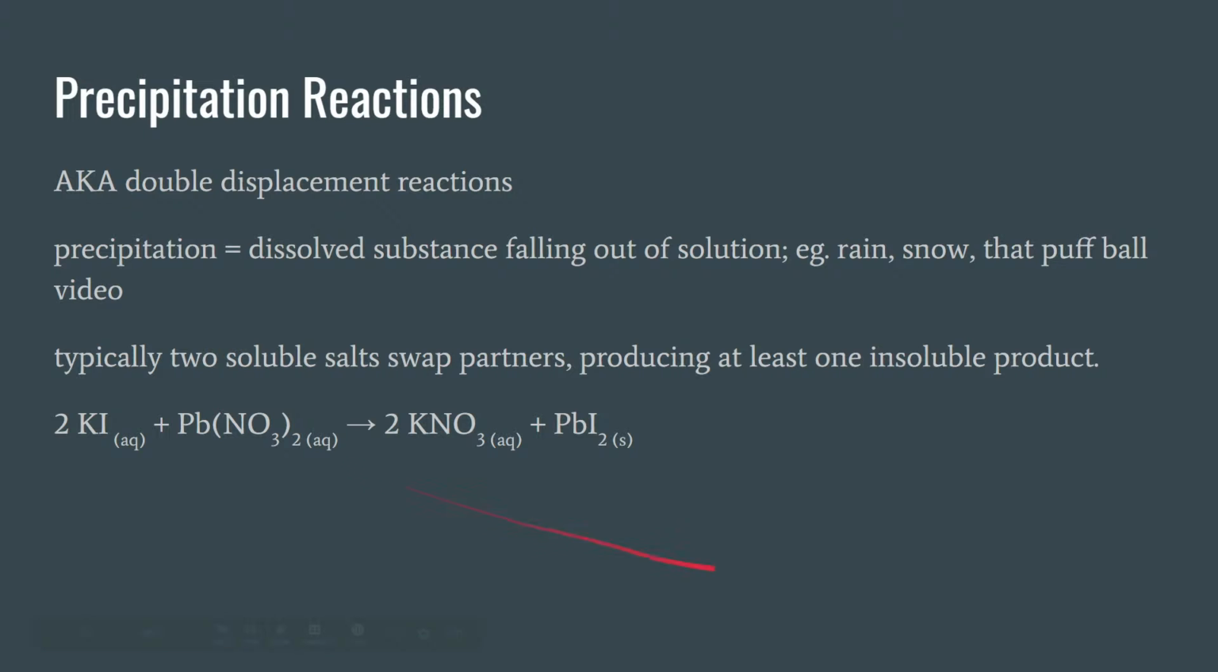So in this case, down here at the bottom, we have potassium iodide reacting with lead 2 nitrate. Typically, these two salts will swap their partners. Okay, so these guys are both dissolved in water. They're both nicely soluble in water, okay? Hence the aqueous. And then they swap their partners so that the nitrates go over to the potassium and the iodides go over to the lead. So you end up with potassium nitrate and lead 2 iodide over on the right. Now, potassium nitrate is still soluble in water, but lead 2 iodide is not. Okay? So it falls out as a solid.